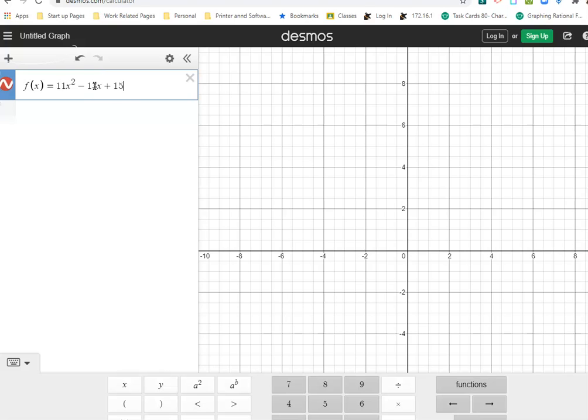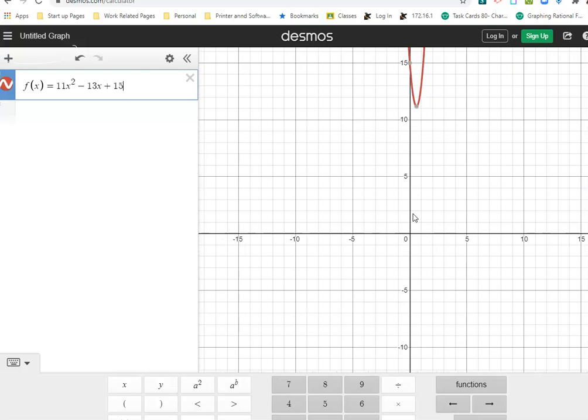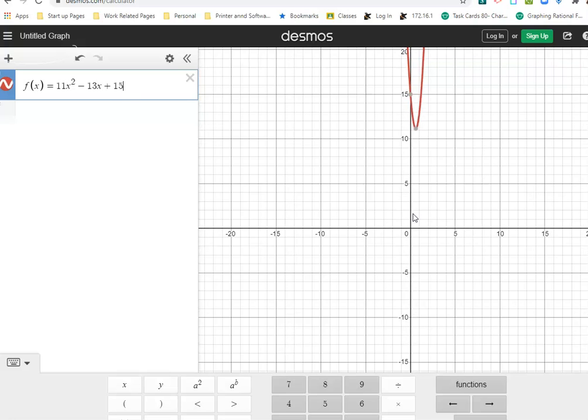Oh, and then we need to zoom out for mine. All of ours should be able to zoom out because our graph went up to like 20. And so if I look at my graph, it should look something like this. And so I'm going to draw a sketch of that on my paper.